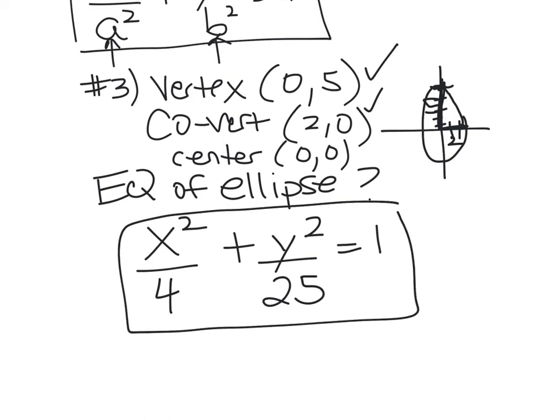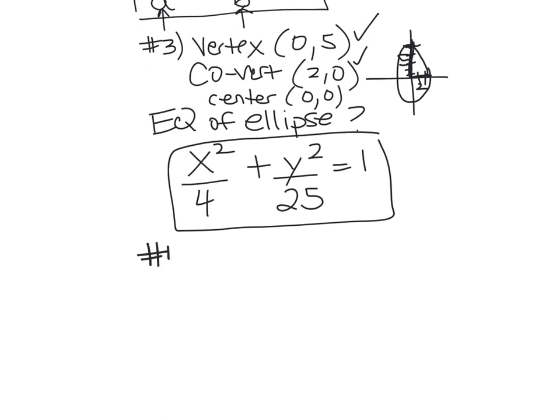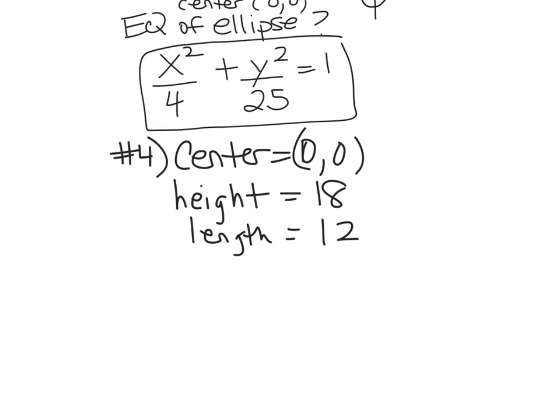Okay? Like, sweet. This is easy. It is a little bit right now. It'll get a little harder on the next one that we do. Okay? Let me give you another one, number 4. Suppose that the center is (0, 0). You knew that was coming. And let's say that the height of the ellipse is 18 and that the length of the ellipse is 12. We want to write an equation of this ellipse.